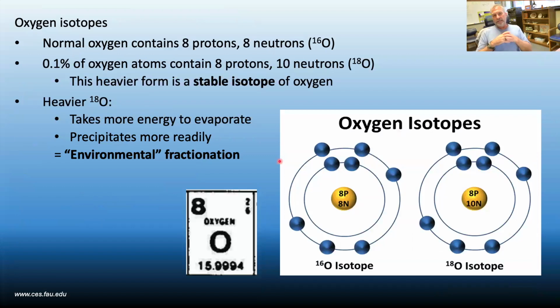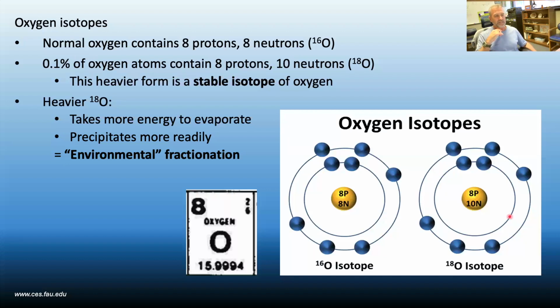So let's look at isotopes of oxygen. Oxygen normally contains 8 protons and 8 neutrons, right? So it's going to have an atomic number of 8, and its mass is going to be 16. All right. So you can see this would be the common or normal oxygen, right? However, a very small percentage of oxygen atoms contain 8 protons and 10 neutrons. So we refer to this as oxygen-18. So it has an atomic mass of 18, or a little over 18. And so here you can see what that looks like.